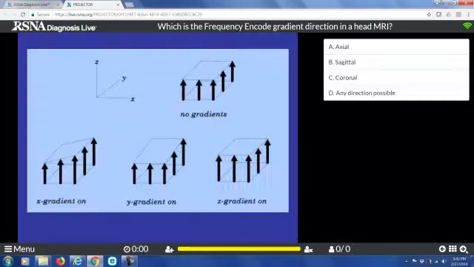to T2 star. Which is the frequency encode gradient direction in a head MRI? Is it the axial, the sagittal, the coronal, or is any direction possible? So here are the various gradients that you can have.